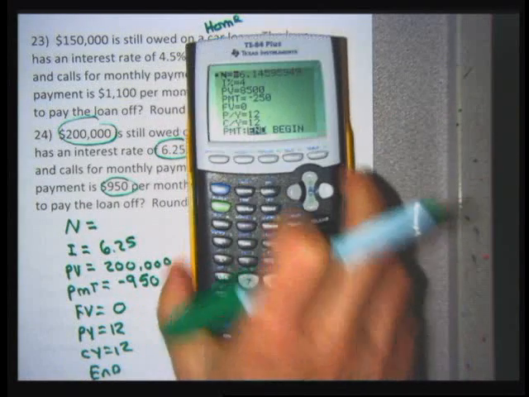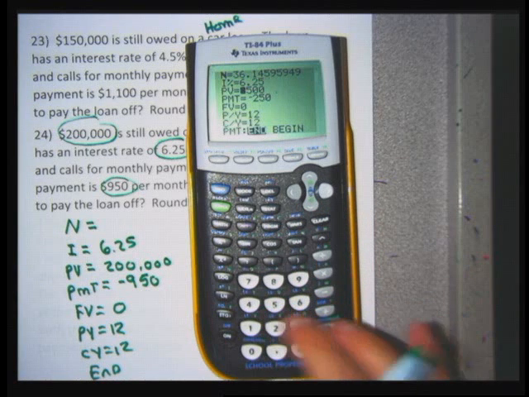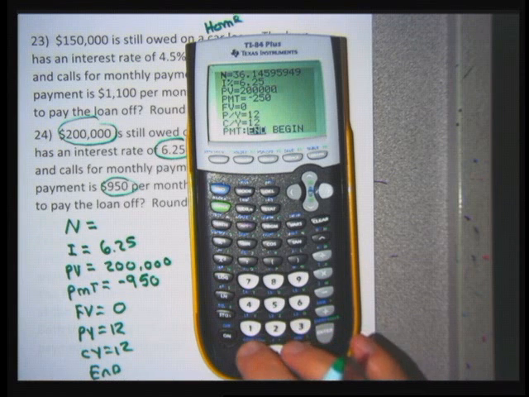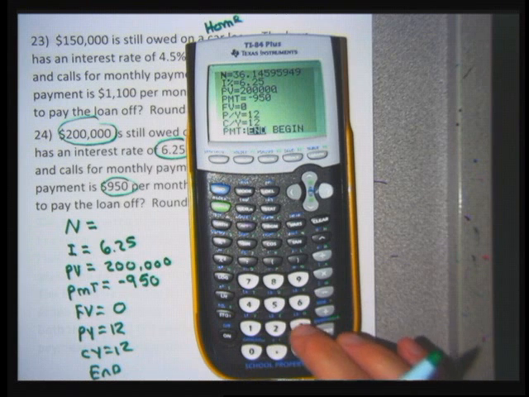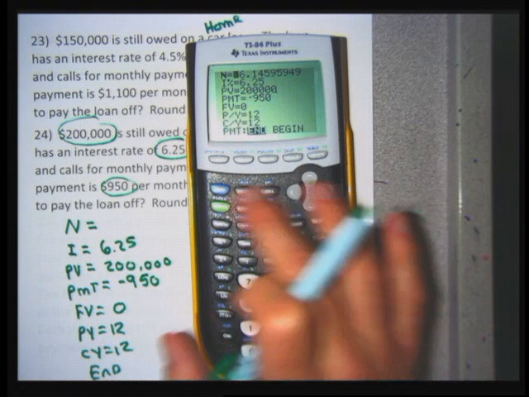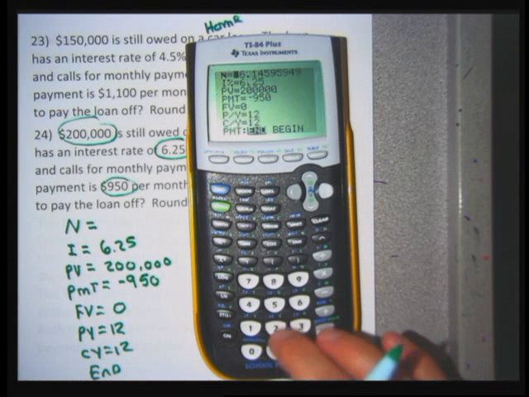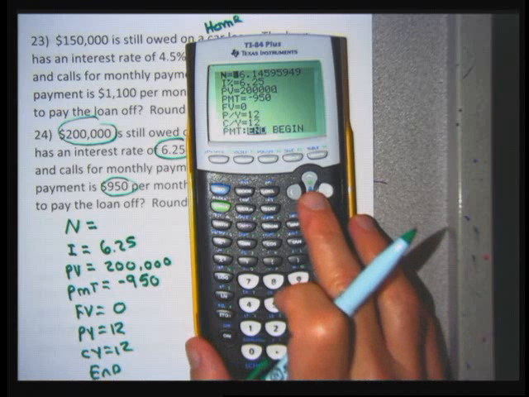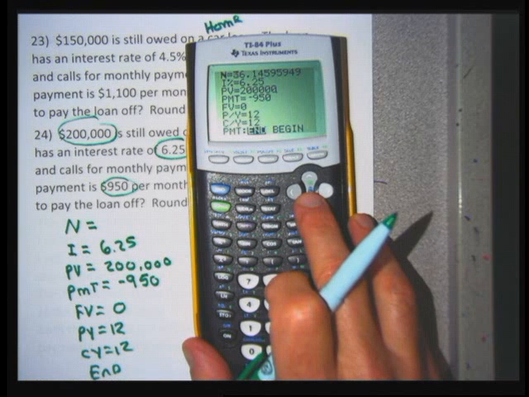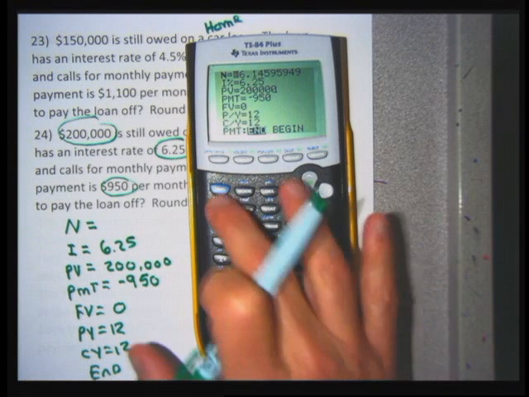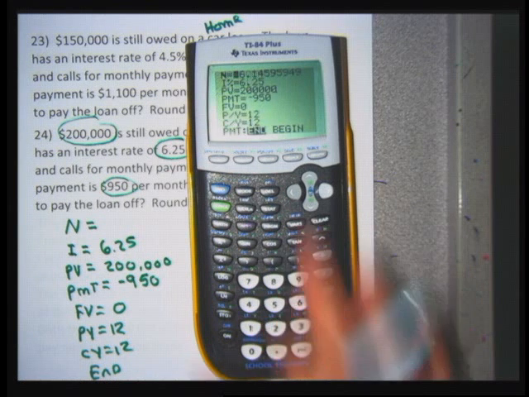So I plug in 6.25 for the I, $200,000 for the PV, negative 950 for the payment. Everything else is good. Scroll up to the N, hit alpha and enter, and I get an error. I don't know what I did wrong. 200,000, 6.25%, 200,000. I don't see a mistake. Let me enter that again. Alpha and enter. So I entered something wrong, and I don't know what I did wrong.